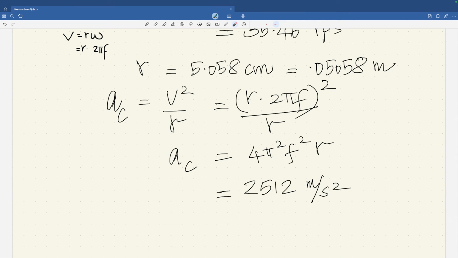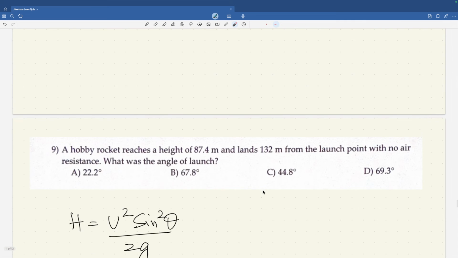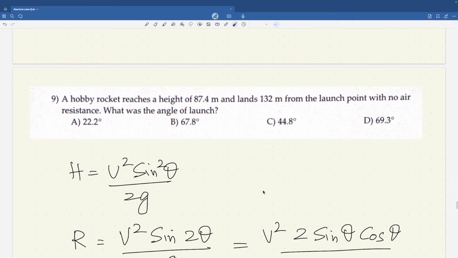Should make sense. All right, bringing us to number 9. A hobby rocket reaches a height of 87.4 meter, lands 132 meter from the launch point with no air resistance. What was the angle of launch?